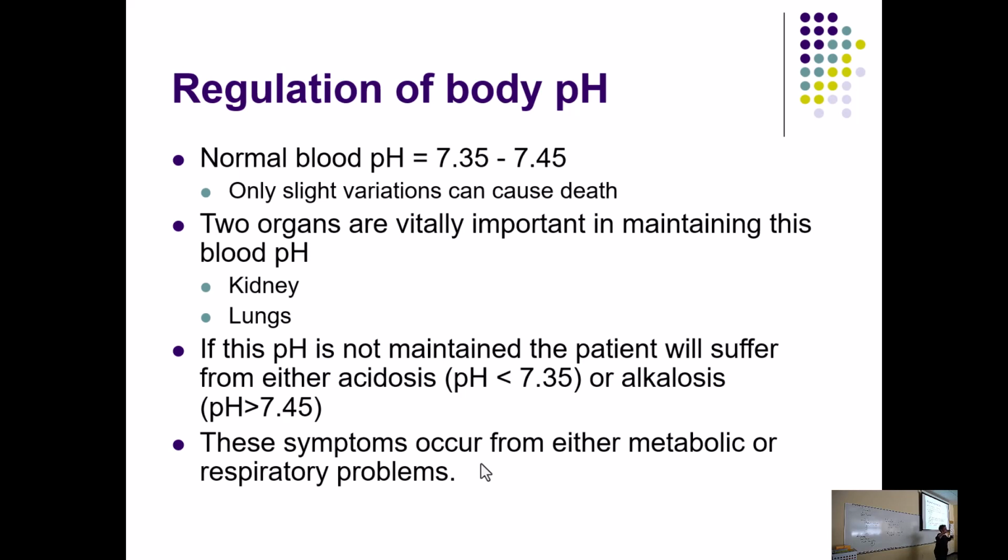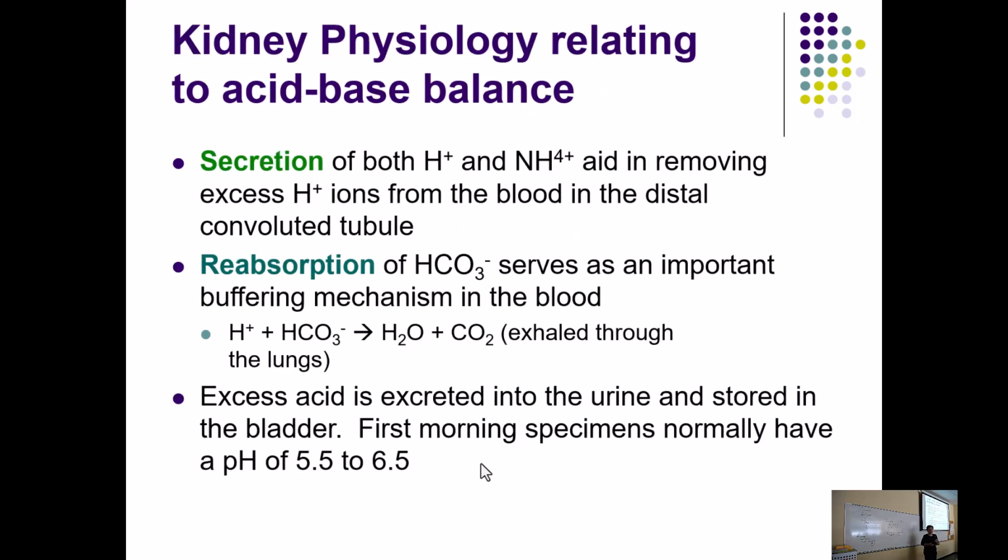We will cover kidneys again when you get to chemistry, in a little bit different of an area. But the lungs and the kidneys are what really maintain that pH to be very, very narrow. If that pH is not maintained, if it drops too low, your body goes into acidosis, or if it goes too high, it goes into alkalosis. They can occur from either metabolic or respiratory situations.